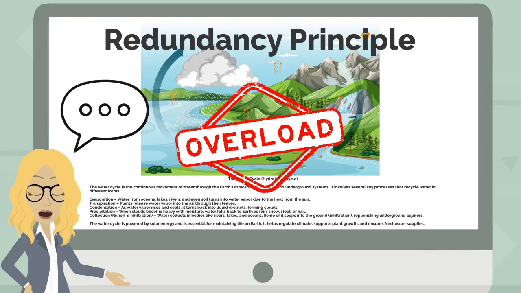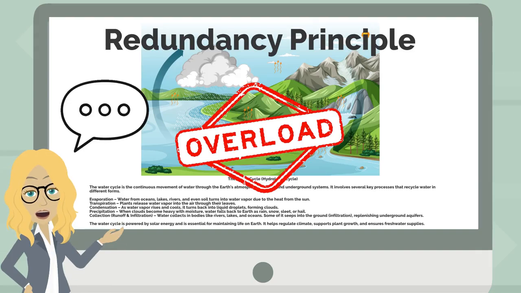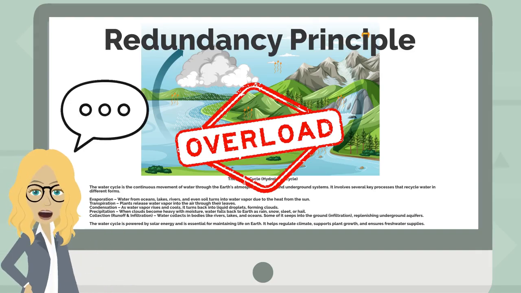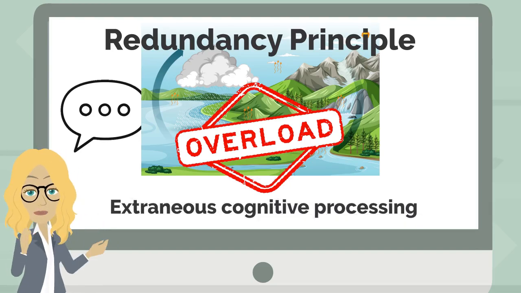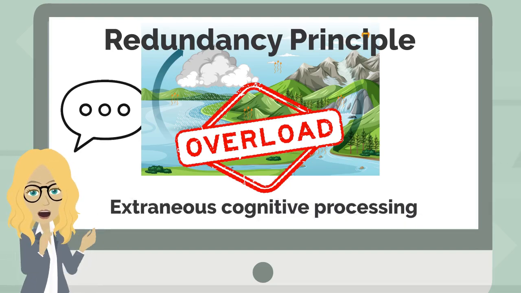When learners are given graphics and narration, adding identical on-screen text can actually impair learning. The brain spends its effort trying to match visual words to spoken ones, instead of focusing on understanding the image or idea. That's called extraneous cognitive processing, and it's mental energy not spent on learning.